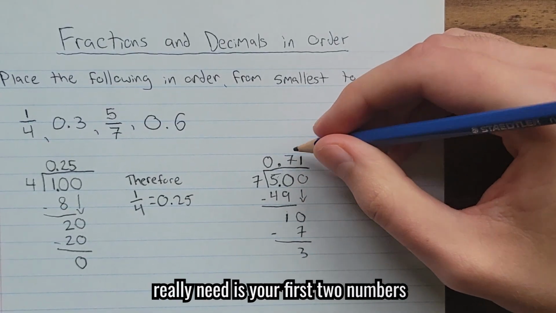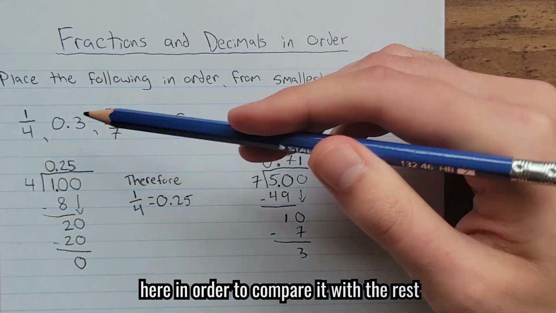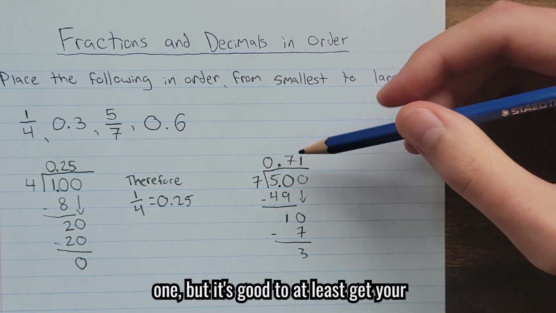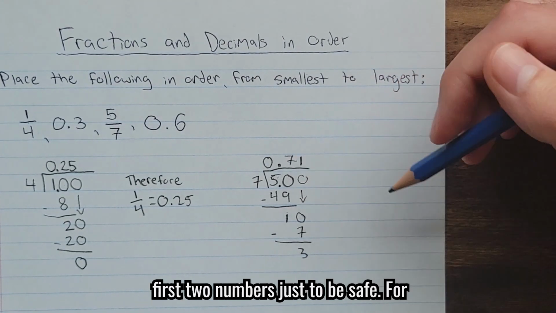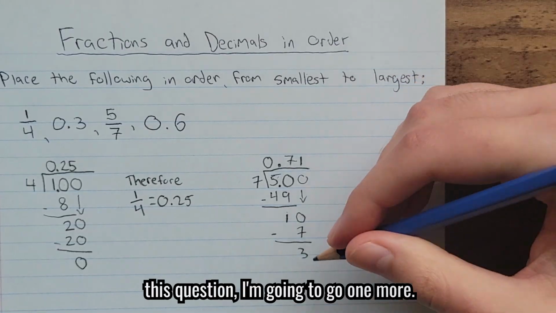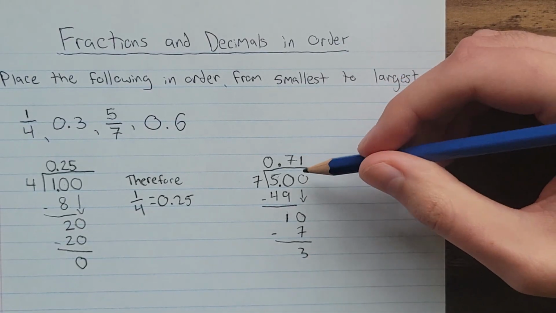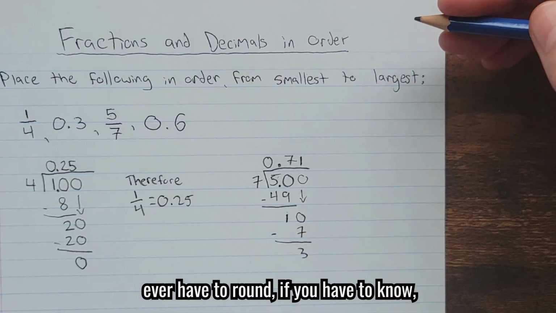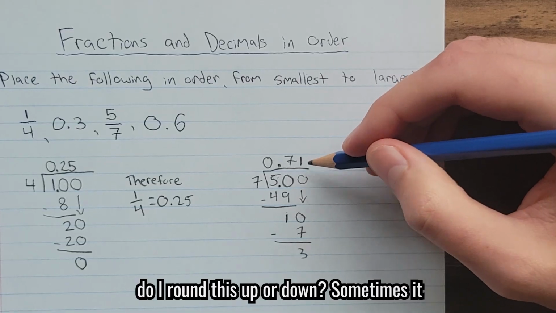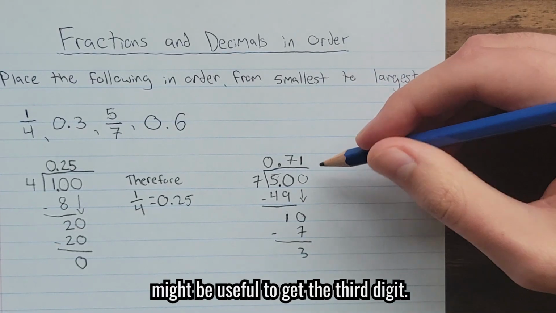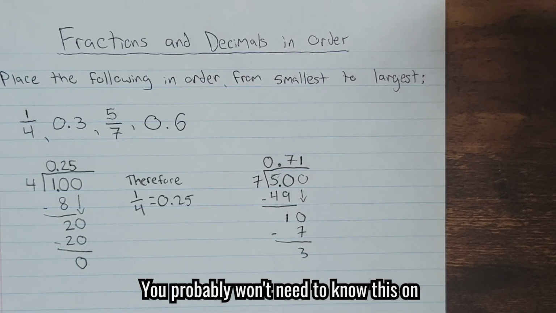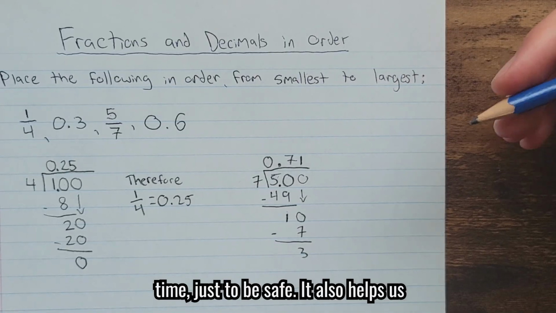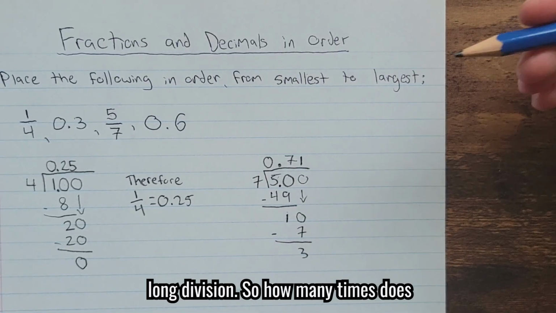All you really need is your first two numbers here in order to compare it with the rest of the decimals. Sometimes actually in this case you might only need the first one, but it's good to at least get your first two numbers just to be safe. For this question, I'm going to go one more. I'm going to find out what the third number is. Sometimes that's useful if you ever have to round, if you have to know, do I round this up or down? You probably won't need to know this on your GED, but let's just do it one more time just to be safe. It also helps us to get more familiar with the process of long division, right?